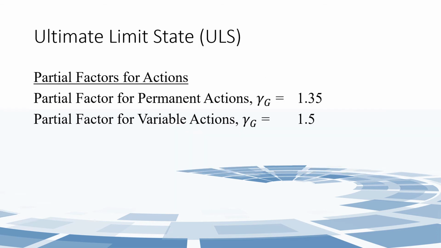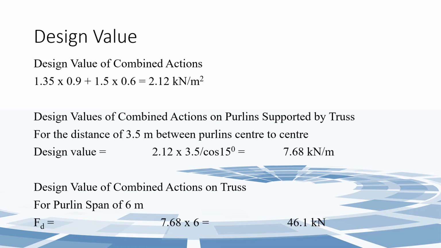For the ultimate limit state, the partial factor of action for permanent action, gamma G, is given by 1.35. For variable action, gamma Q is given by 1.5. Then calculate the design value of combined action: for permanent load 1.35 times 0.9 plus the variable load 1.5 times 0.6. So we get the total combined action of 2.12 kN per meter square.